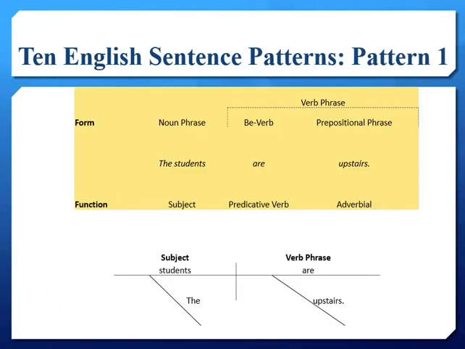The first sentence pattern has a be verb and an adverbial that is typically in the form of a prepositional phrase. The forms of words refer to the parts of speech. The function of a word or phrase refers to how it modifies another word. As in the example, the prepositional phrase functions adverbially because it modifies the be verb. The adverbial upstairs modifies the be verb are.